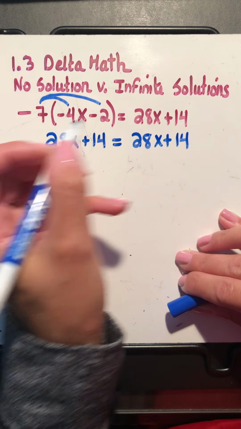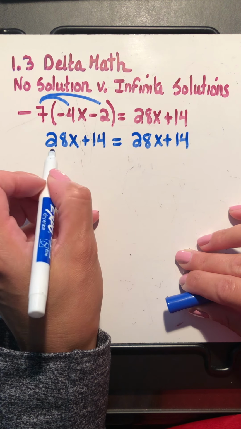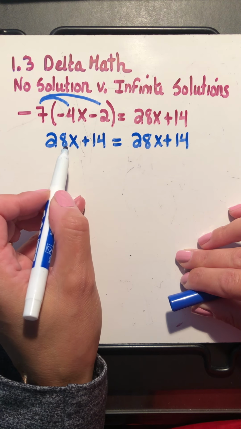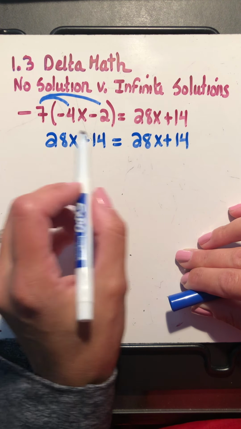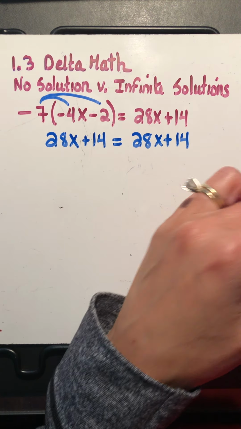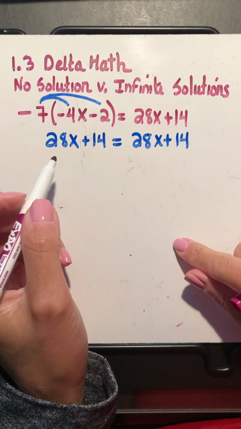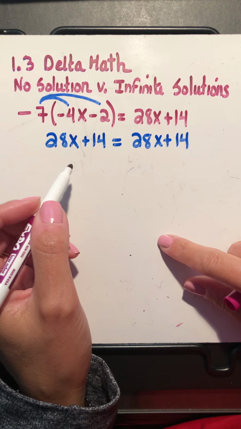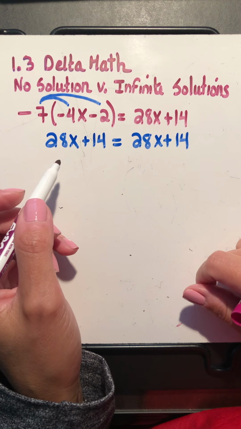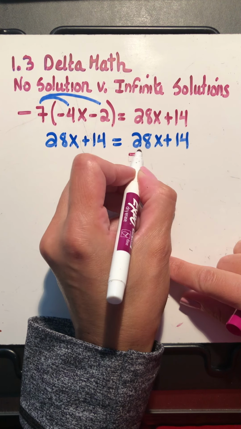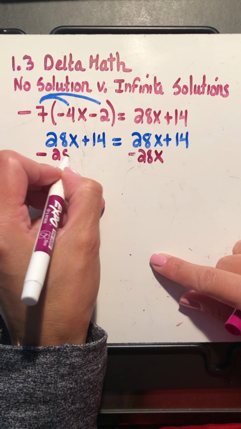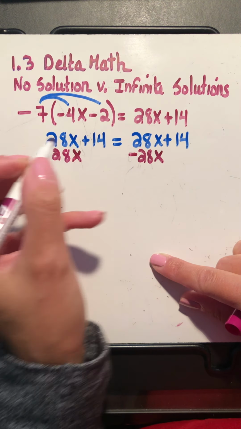After we distribute, we want to make sure we combine like terms on either side of the equation. It looks like the terms are already combined, right? 28x doesn't have any friends on this side of the equation, and neither does 14. So it looks like we're good. At this point, we want to get variables on one side and constant terms on the other. It doesn't matter what side you put the x on, but I usually like to put it on the left. So I'm going to subtract 28x from both sides. Remember, we have to do the same operation to both sides because equations have to be balanced.